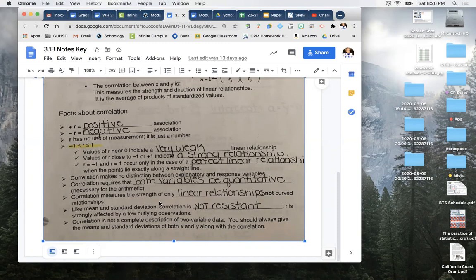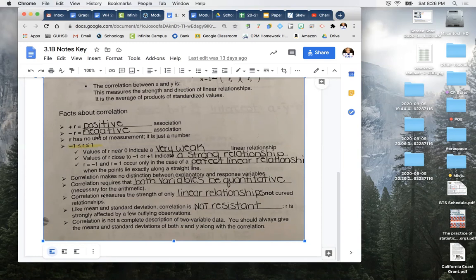A couple of things that you need to know about correlation. Correlation makes no distinction between explanatory and response variables. So even though I told you yesterday you have to have your explanatory and your response on the right axis, your R actually wouldn't be affected at all. You're going to get the exact same R if you flipped them and did those wrong. What will be wrong is your entire least squares regression line. So it would be a big mistake to switch those. But for your R value, it actually doesn't make a difference.